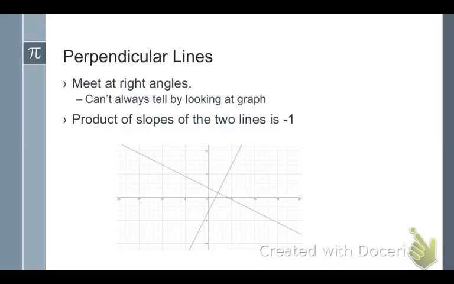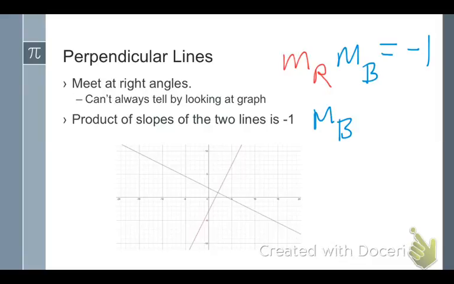So, well, how do we find the slope? If we had the red line, how do we find the slope of the blue line? Well, the slope of the red line times the slope of the blue line is going to equal negative 1 every time. So that means if I want the slope of the blue line, that's negative 1 divided by the slope of the red line. Or the other way around works too. Whichever slope I'm given, I do negative 1 divided by that to get the slope of the line I want.